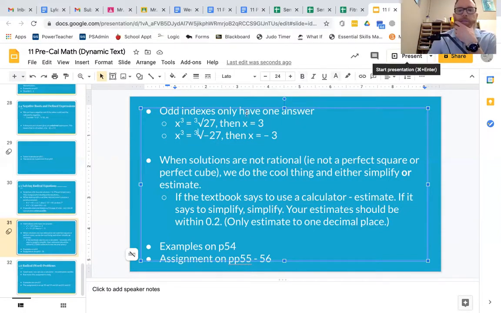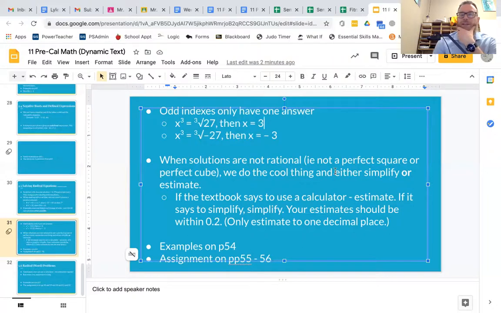Where are we? Okay, so the cube root of 27 is 3, because 3 times 3 is 9, times 3 is 27. But the cube root of negative 27, again, the root sign goes right over top of the negative 27. And you think, well, there's a negative in there. That's okay when we have an odd index. Odd indexes only have one answer. It can only be positive or it can only be negative. Because in this case, negative 3 times negative 3 times negative 3 equals negative 27. Hopefully that makes sense.